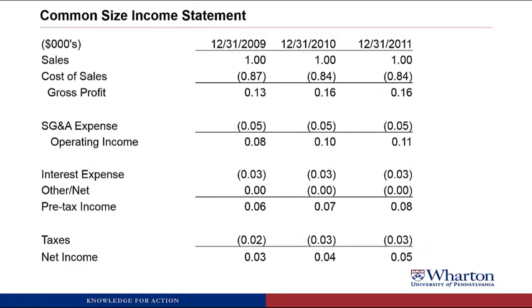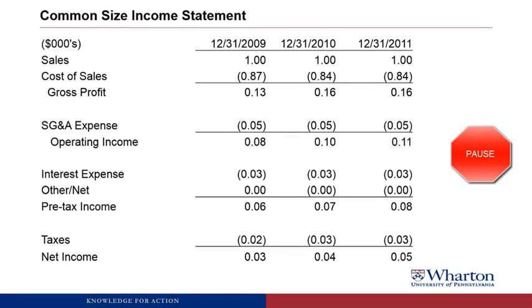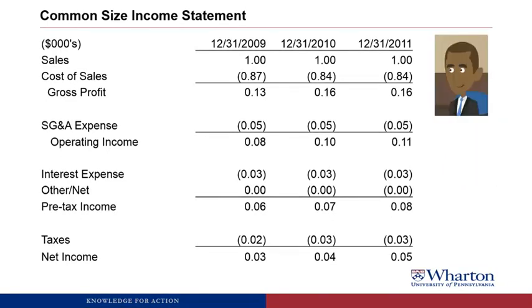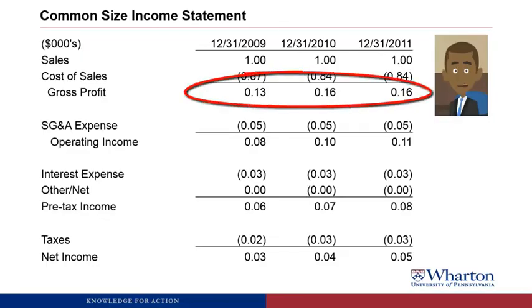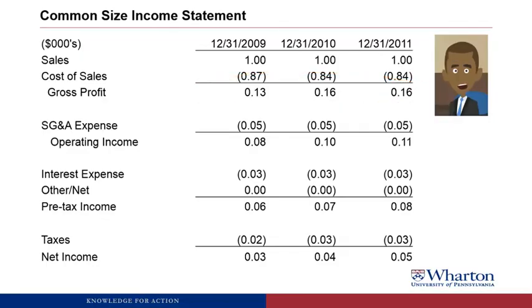And here is the common size income statement where everything has been divided by sales. Please pause and take a look. Gross profit percentage has gotten bigger. But, isn't this a video on ratios? When are we going to start looking at ratios?